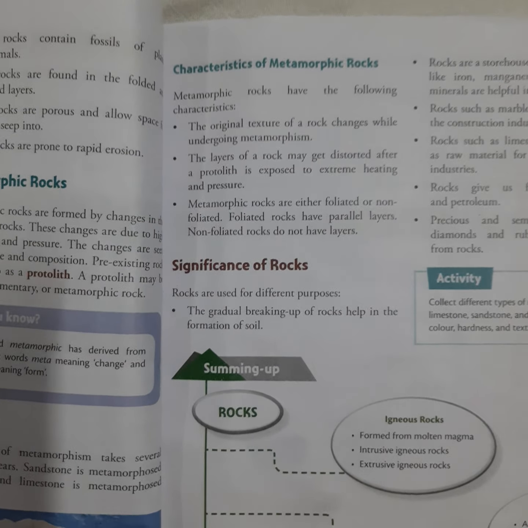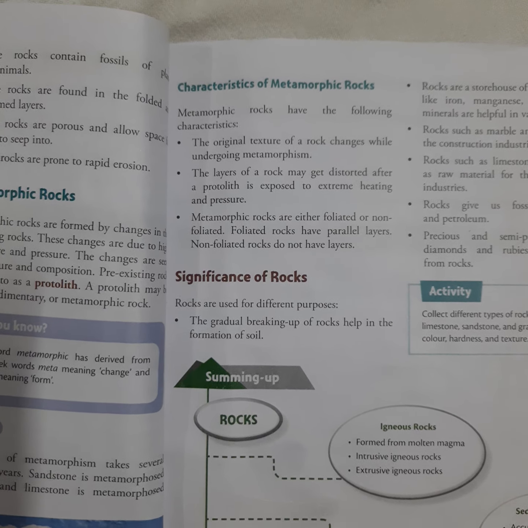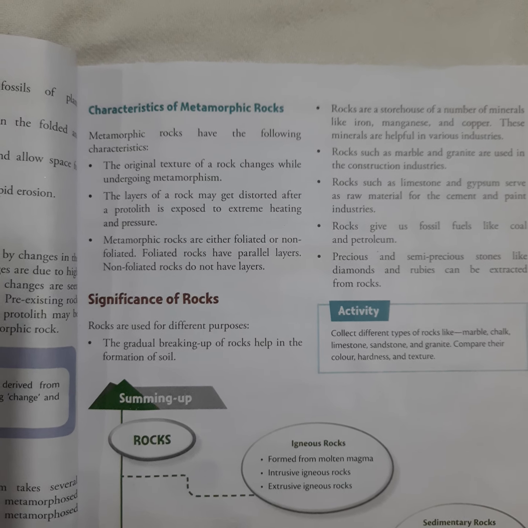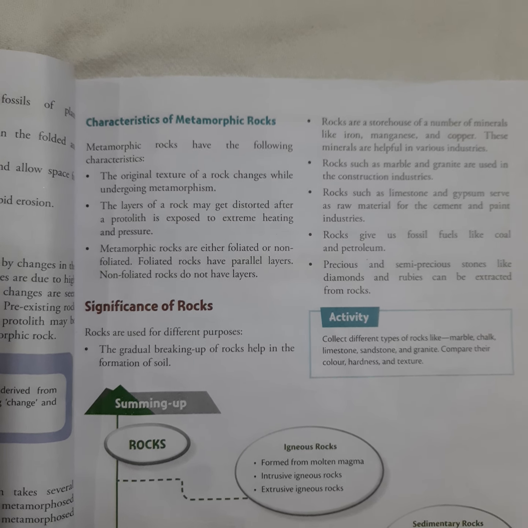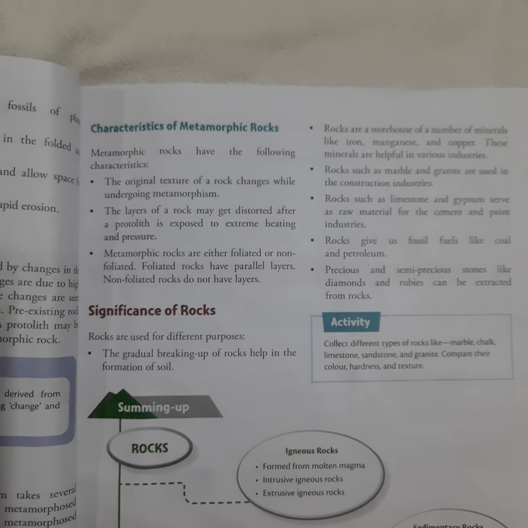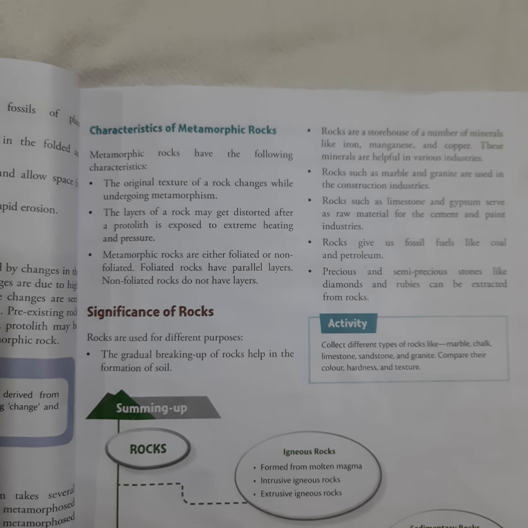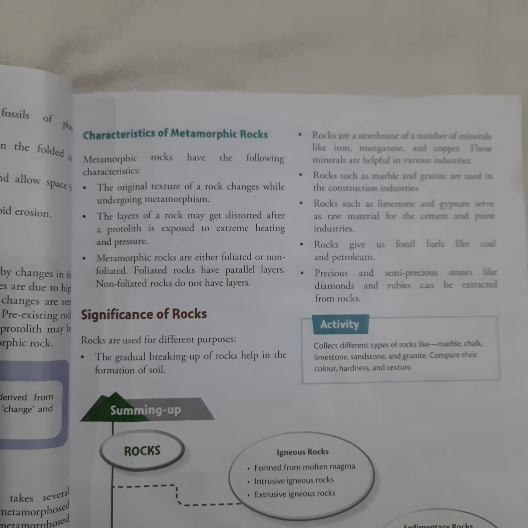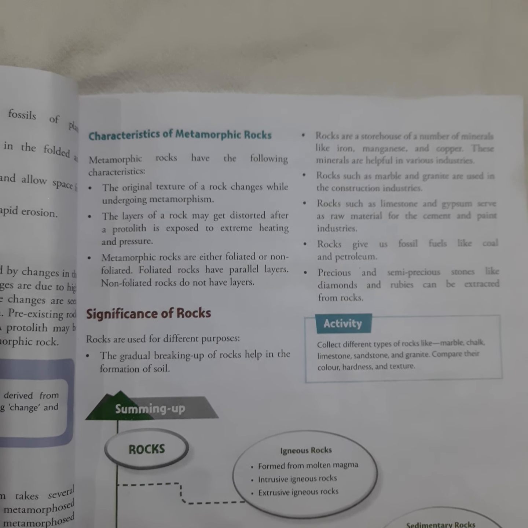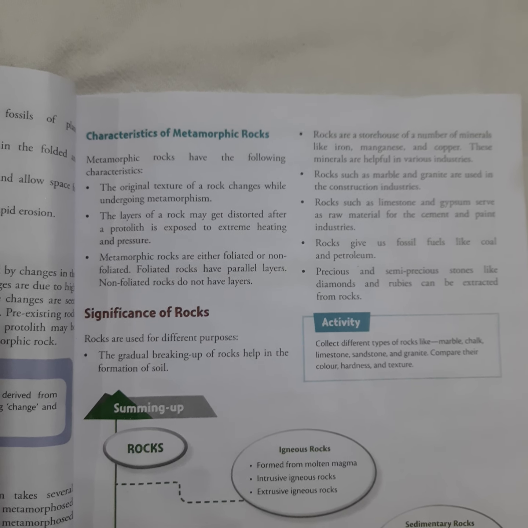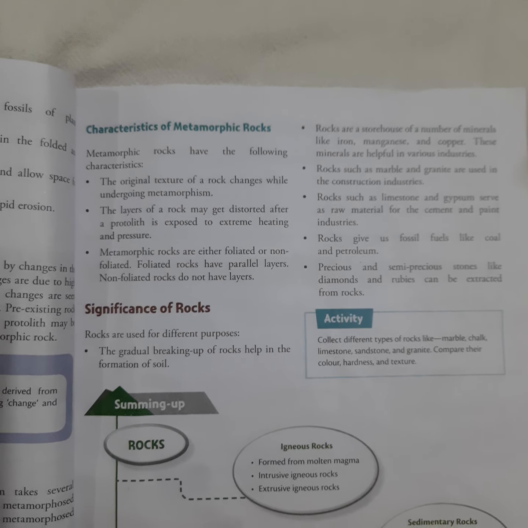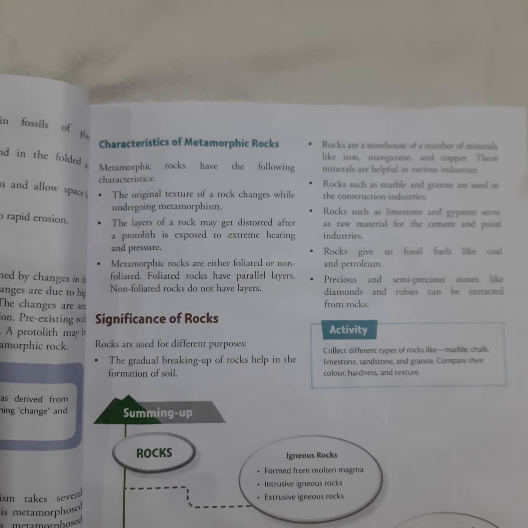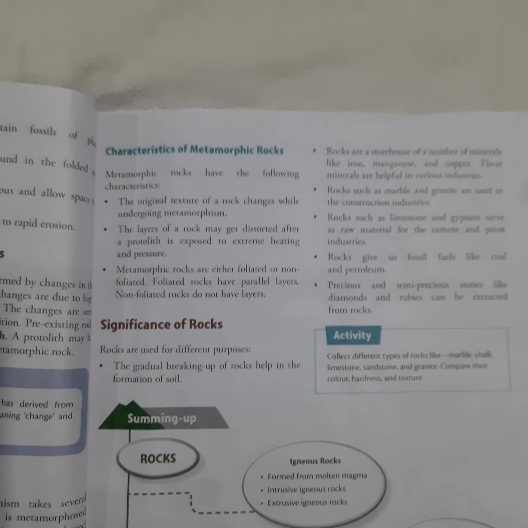Characteristics of metamorphic rocks. Metamorphic rocks have the following characteristics. The original texture of rock changes while undergoing metamorphism. The layers of a rock may get distorted after the protolith is exposed to extreme heating. Metamorphic rocks are either foliated or non-foliated. Foliated rocks have parallel layers. Non-foliated rocks do not have layers.